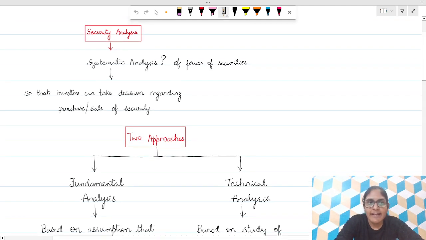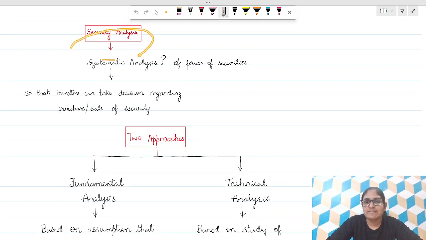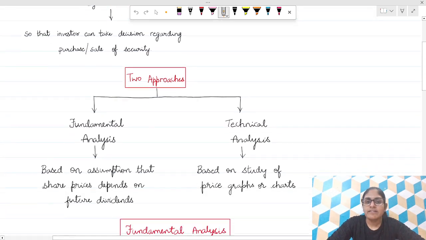What is security analysis? Security analysis is a systematic analysis of prices of securities. Why? So that an investor can take decision regarding purchase or sale of security. What are the two approaches?